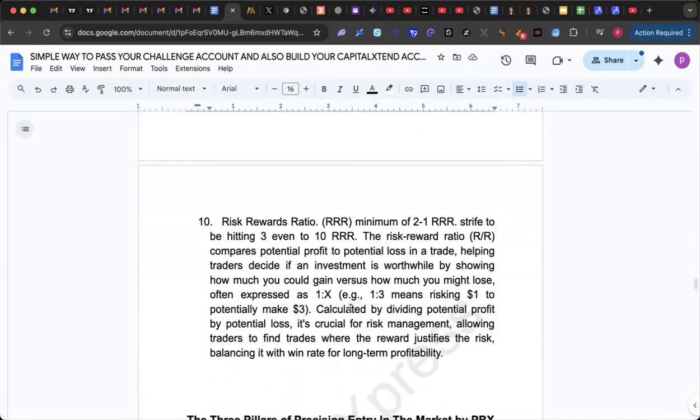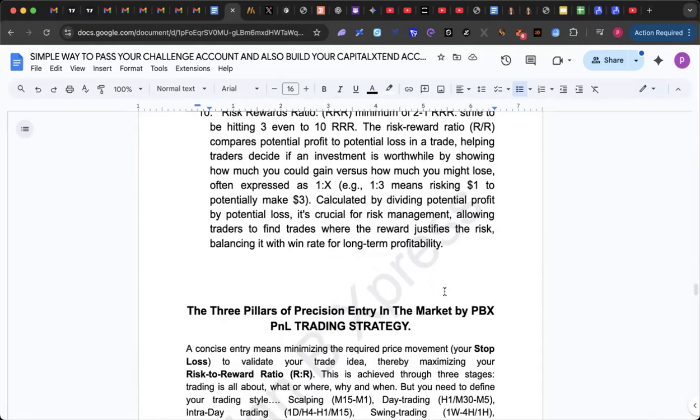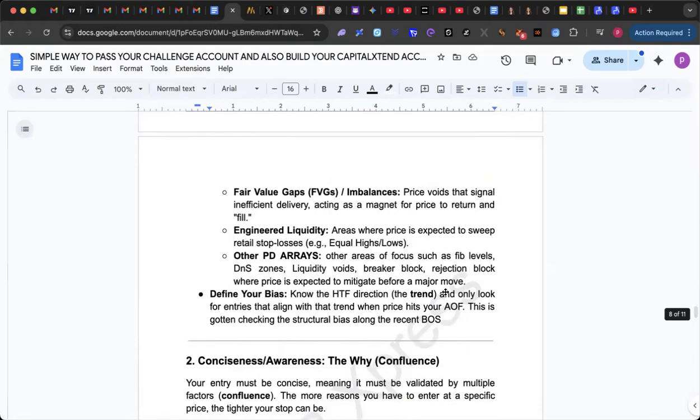This is very crucial to your trading: risk-reward ratio. Minimum of a 2-to-1 ratio. Strive to be hitting 3, even 10. The risk-reward ratio compares potential profit to potential loss in a trade. So it depends on how you understand your market structure to be able to get this. Now we're going to go on.